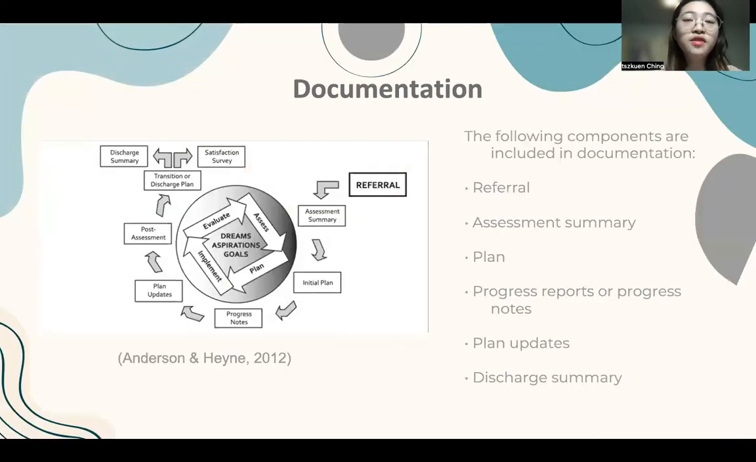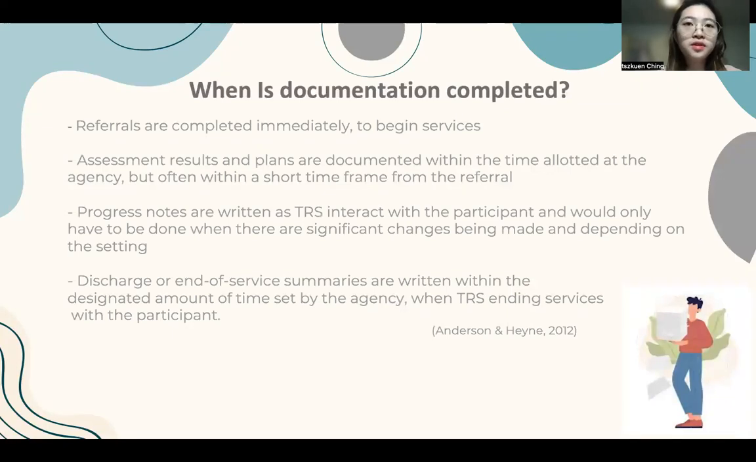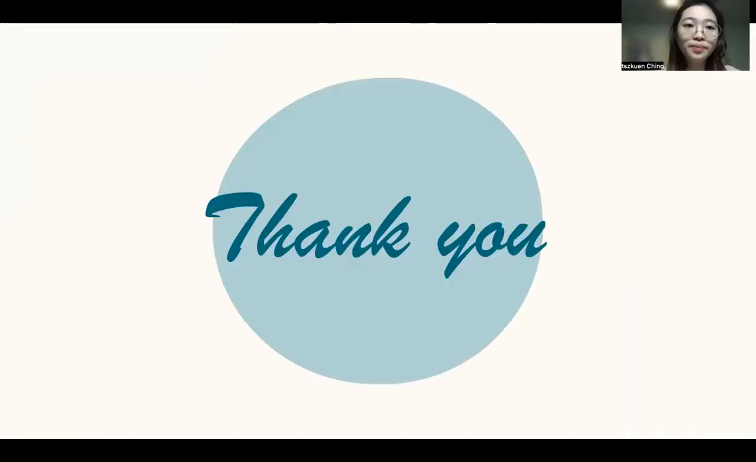As you can see from this graph, documentation is done throughout the whole TR process. Each type of documentation will have different recommendations on when it should be completed. For example, referrals should be completed immediately, while progress notes are more flexible and will only be done when significant changes are being made.